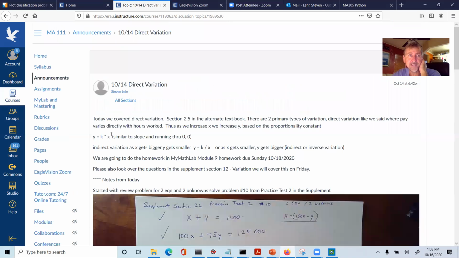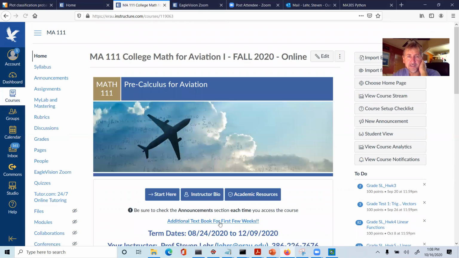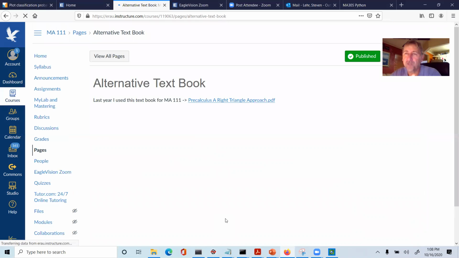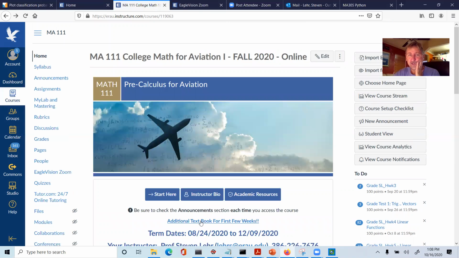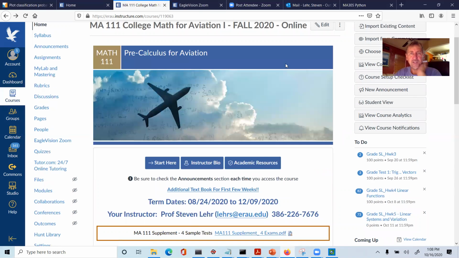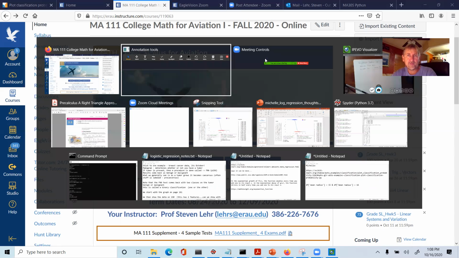And the alternate textbook, if you go home and click the additional textbook, sometimes I called it alternate, and sometimes I called it additional textbook. Those examples that I gave you last time were from page 211 in the alternate textbook. Okay, so now today is October 16th, and we're going to do a few more problems.